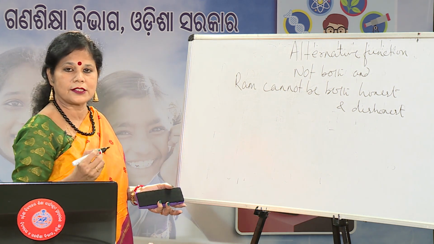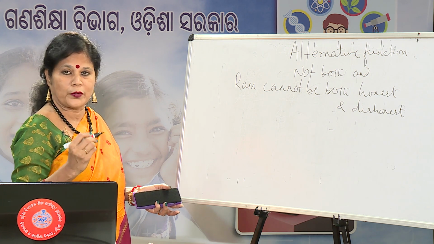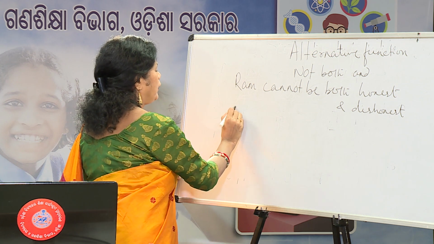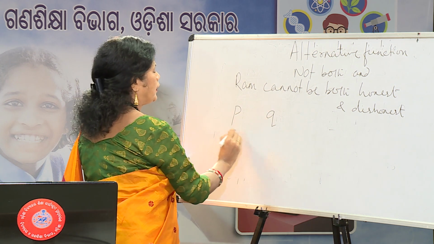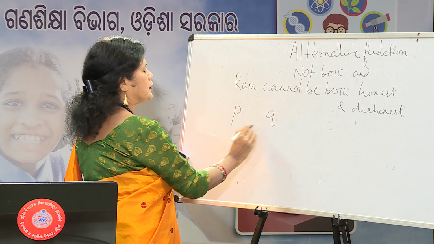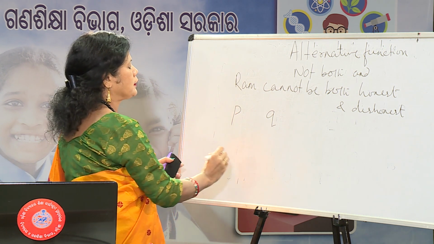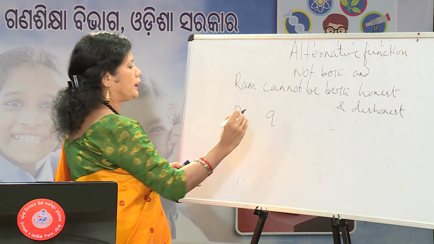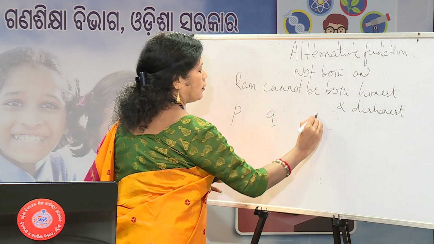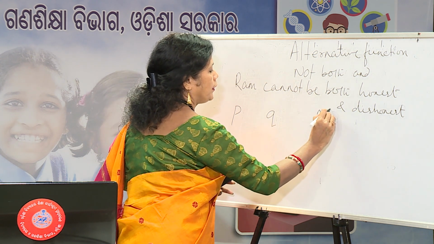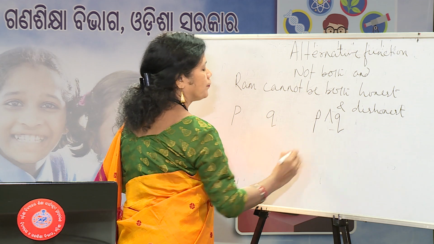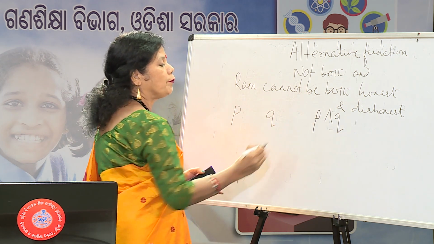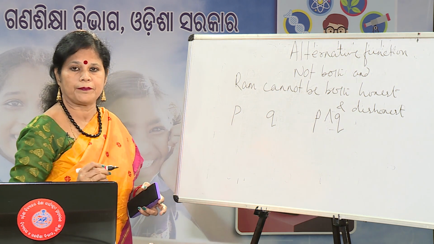Now, let us construct the truth table for the alternative function. P, Q. P stands for Ram is honest and Q stands for Ram is dishonest. Okay. Now, the alternative function is this: P or Q. Here for the alternative function the sign is reverse V.